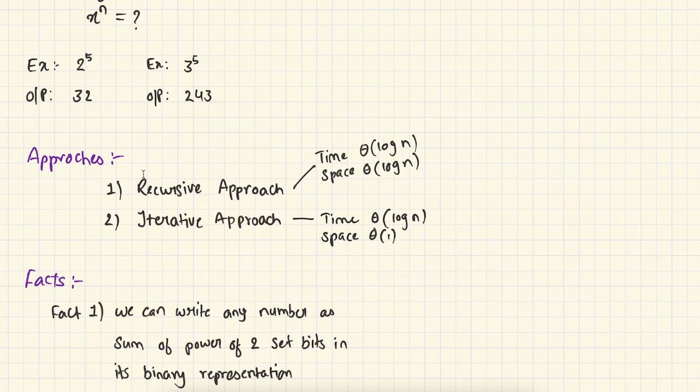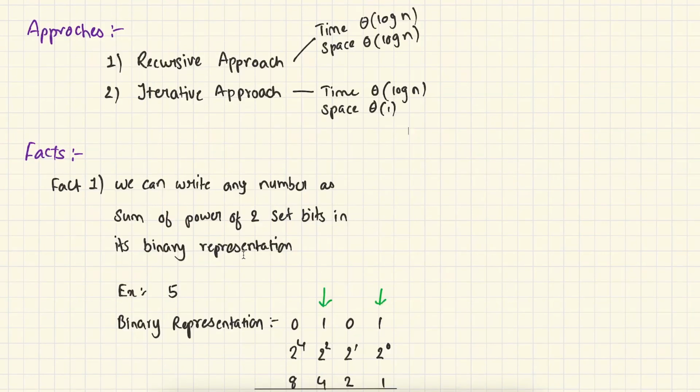In the previous video, we discussed the recursive approach to solve this problem. The time complexity of the recursive approach was theta of log n, and the space complexity was also theta of log n. Now in this video, we are going to discuss the iterative approach. In this approach, the time complexity of our solution is theta of log n, and the space complexity is theta of 1, which means constant space.